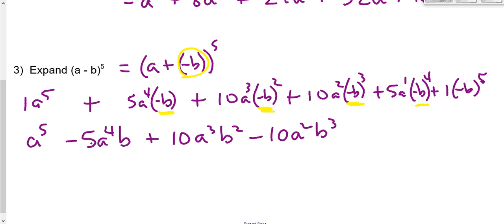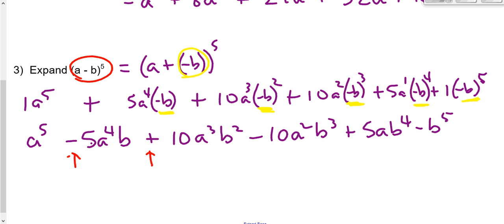And in the next one, the negative is being raised to the 4th, so it will be positive 5ab to the 4th. And in the next one, the negative is being raised to the 5th, so it will be negative, minus b to the 5th. So here we have another pattern we can combine with all of our other patterns, and that is if it is a binomial expansion of a difference, just alternate the signs. Minus sign, plus sign, minus sign, plus sign, minus sign.